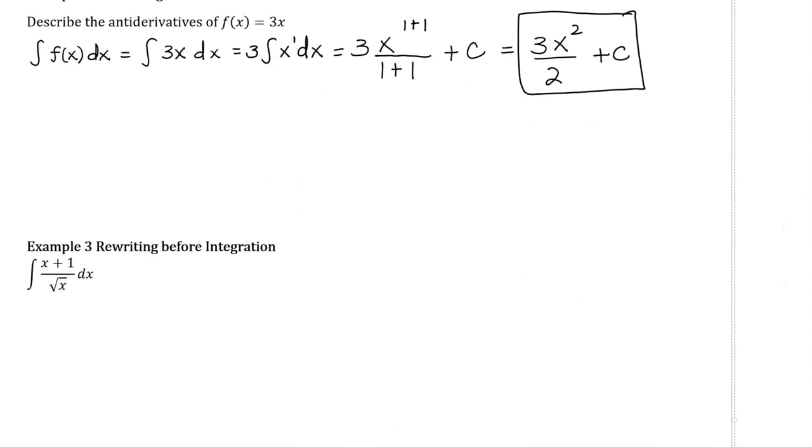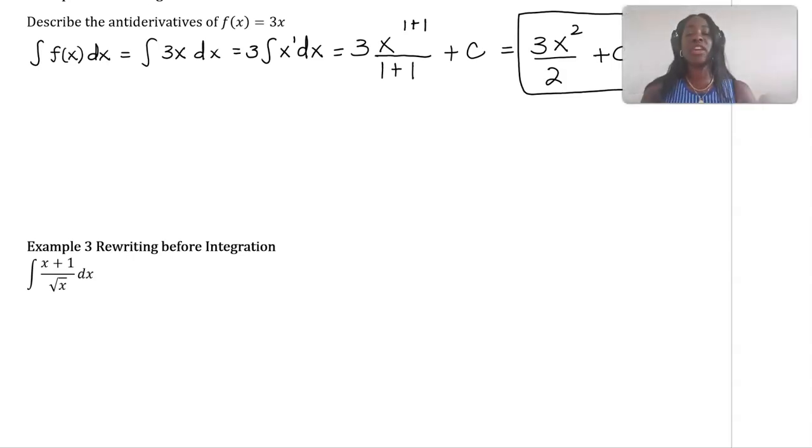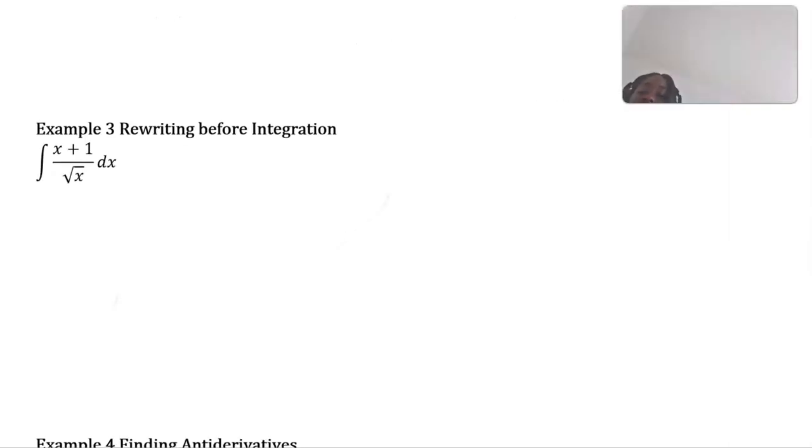For instance, really quickly, if I ask you to take the derivative of the square root of x, very likely you would rewrite it as x to the 1/2 so that you could see that 1/2 exponent before you apply the power rule. So you rewrote it before you differentiated it. Similar thing is going to be happening here. We're going to rewrite our integrand before we actually integrate it.